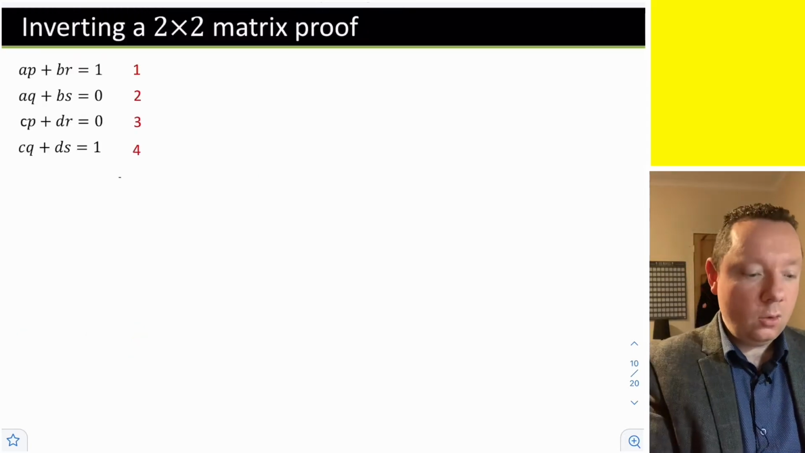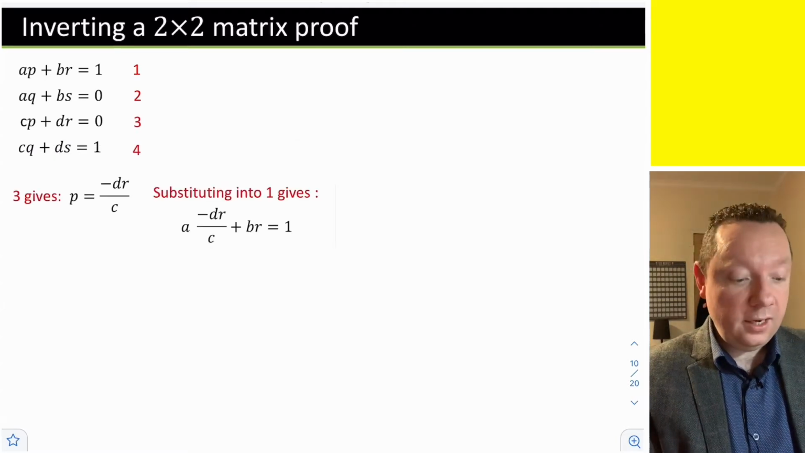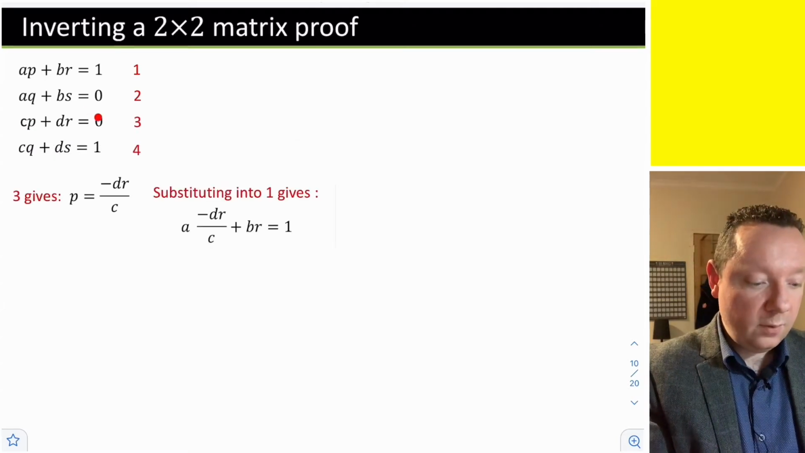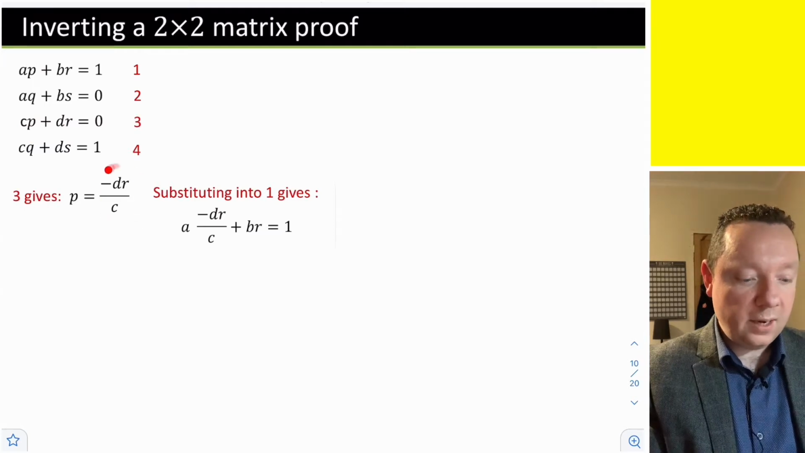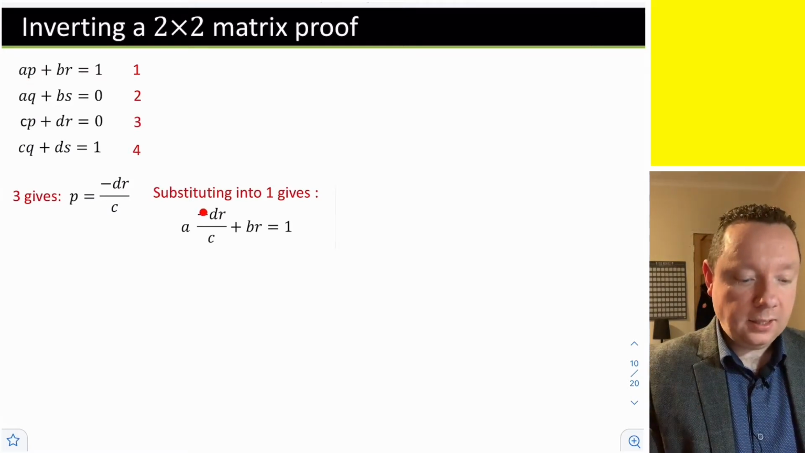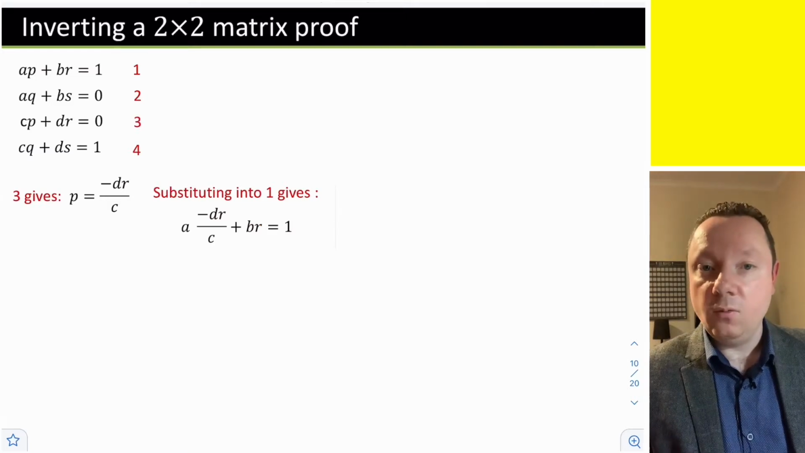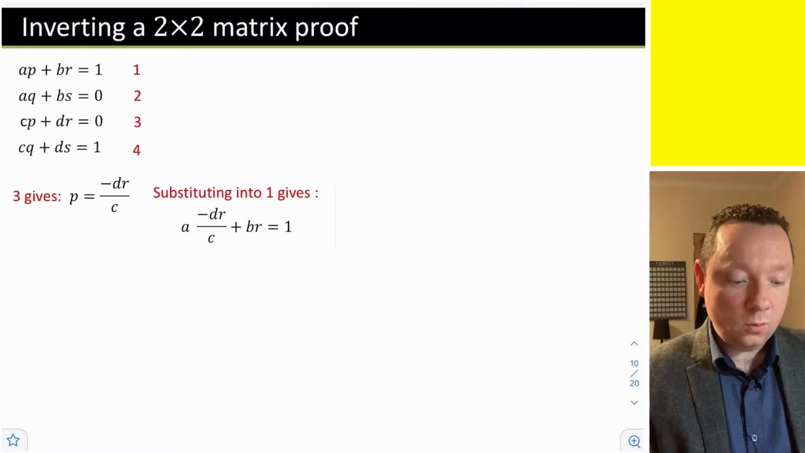So here are our equations again, and let's start manipulating them. Looking at equation 3, if we rearrange equation 3, we can make p the subject, which gives us minus dr over c, and we can substitute that into 1 to eliminate p. We'll get a times minus dr over c plus br equals 1. Remember, we're trying to find out what p, q, r, and s are, so we're happy for a, c, and b to still be here.